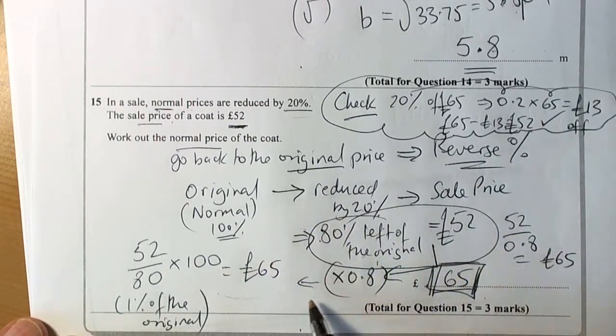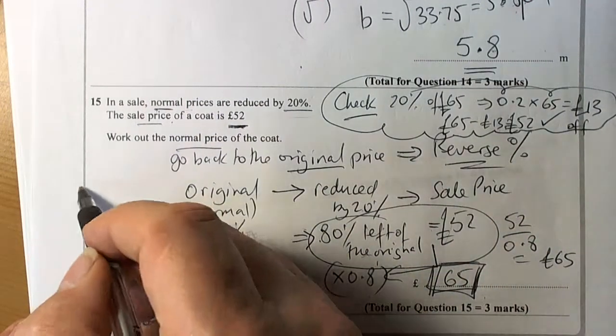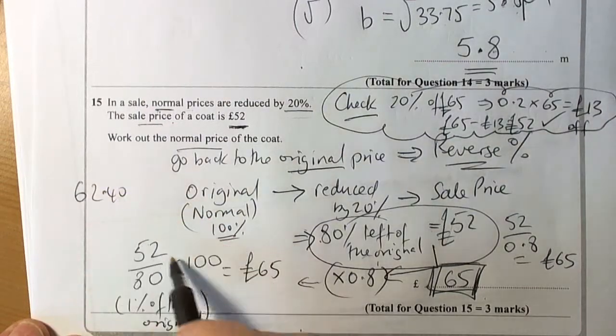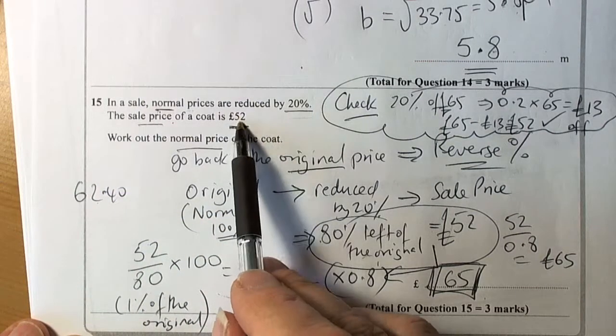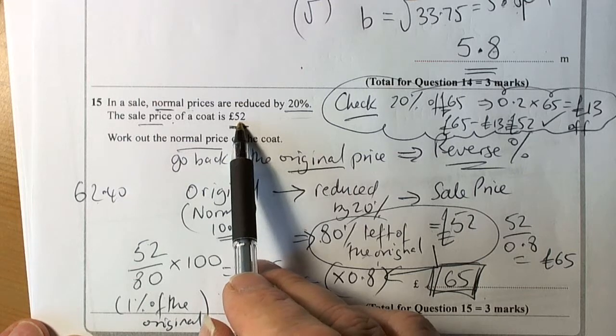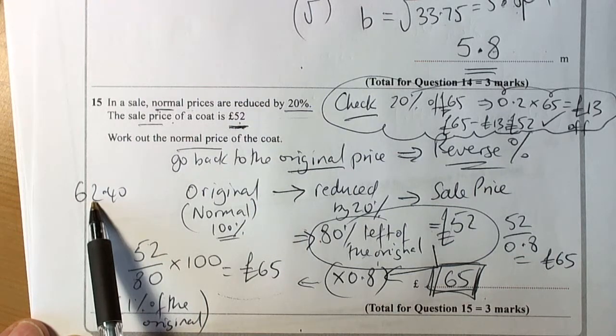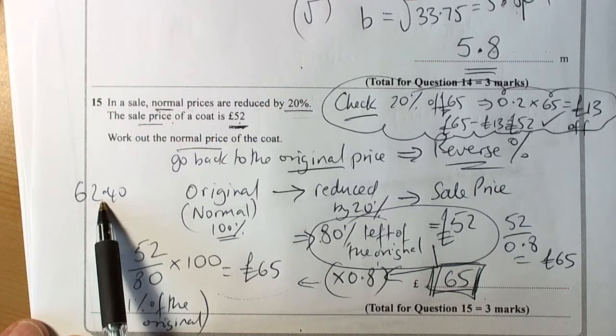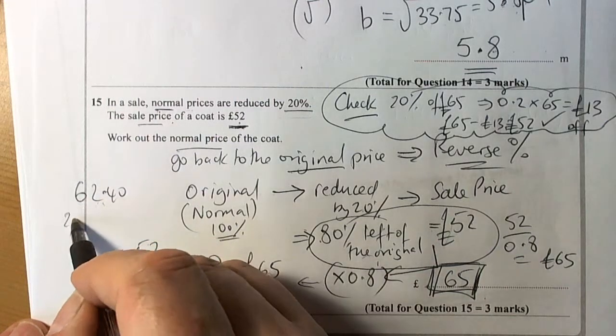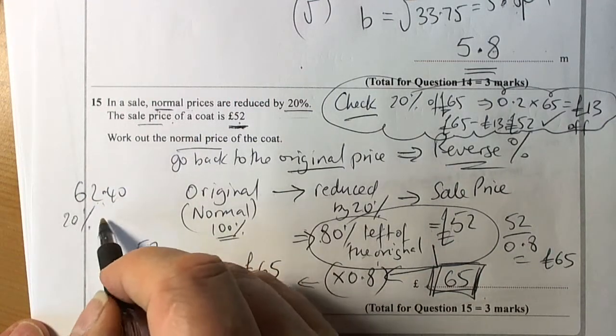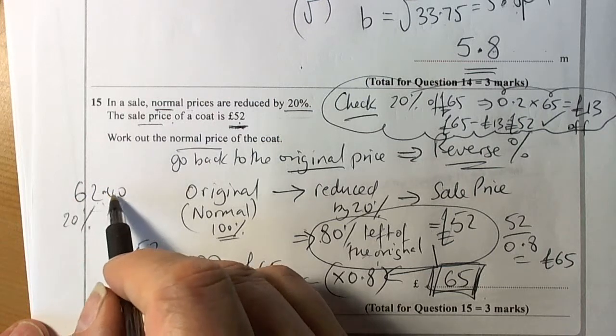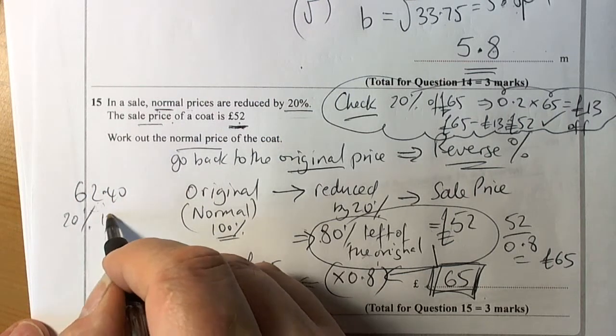If we'd have done this wrong, and the classic answer to get this wrong would have been £62.40, because the classic way of making a mistake with this is to do 20% of 52 and just add it on. That would give you an answer of £62.40. When you do 20% of that to check that it actually works, you should see very quickly that 20% of this is going to be £6.24, double, £12.48.